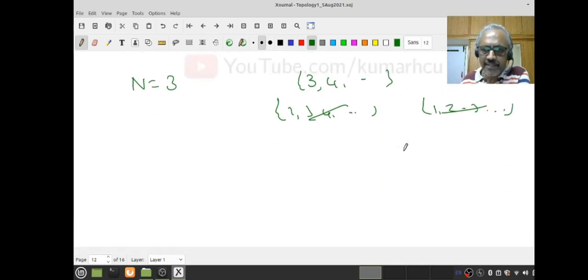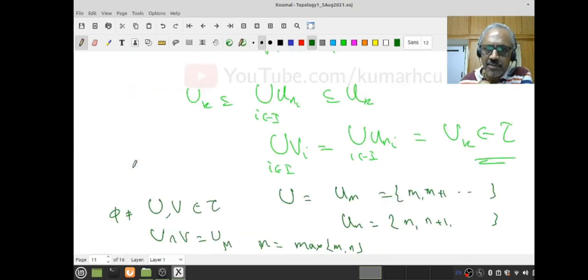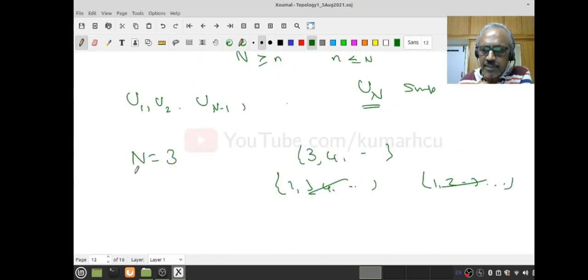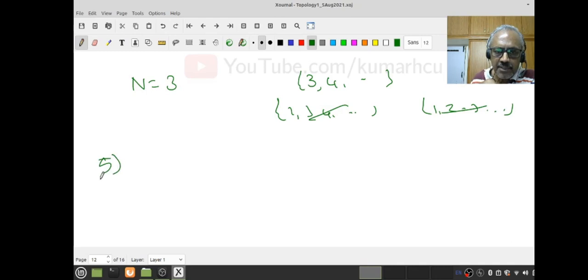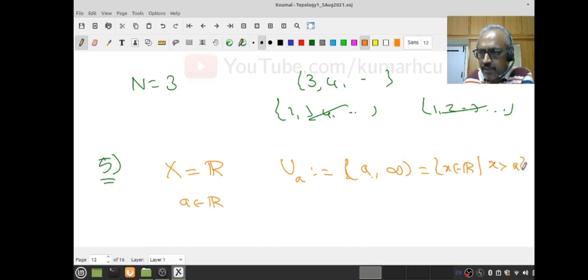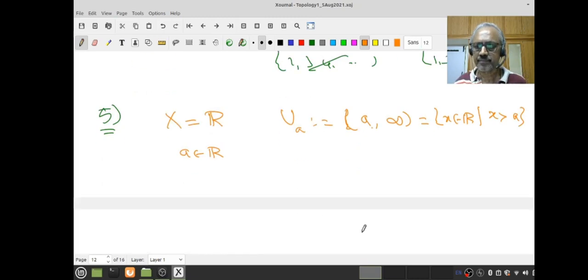There is an analogue of this. I will just leave this question to you. Please think about it. This is the fifth example. Something very similar, but it requires a little more analysis. What is that? Now let me take X equal to R. Let me define, for any real number a in R, U_a to be the interval (a, infinity), the set of x in R such that x is greater than a. So what are these sets?